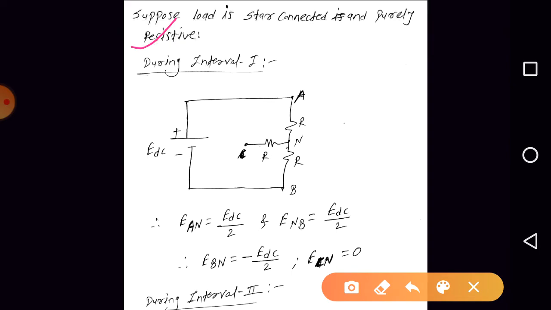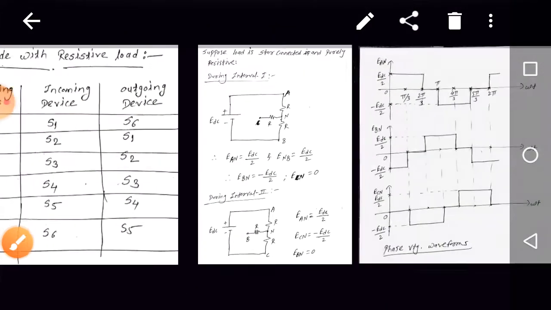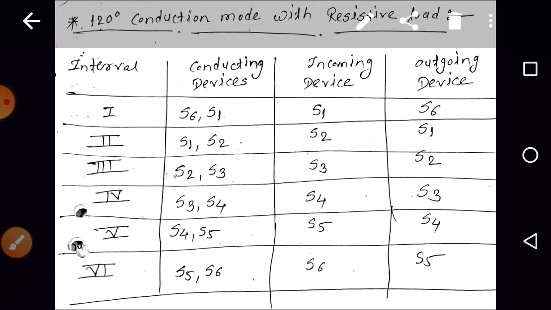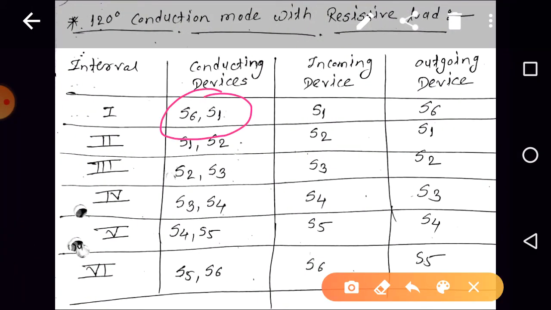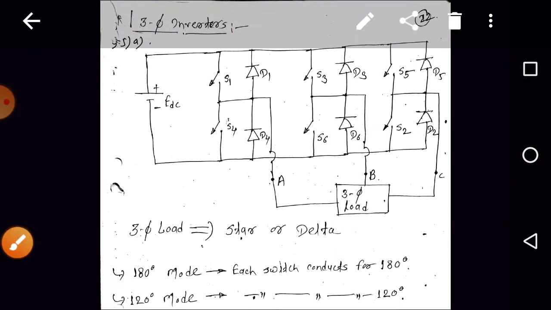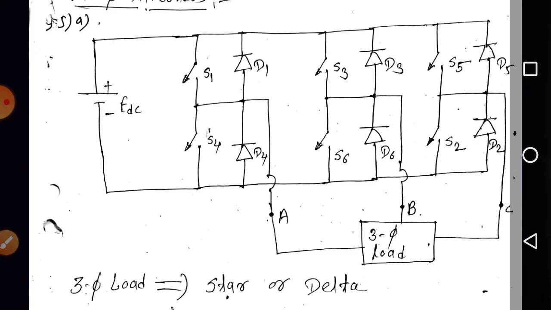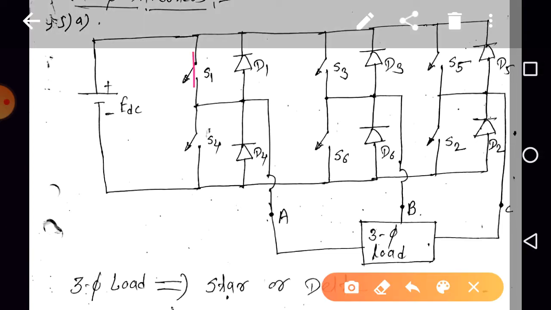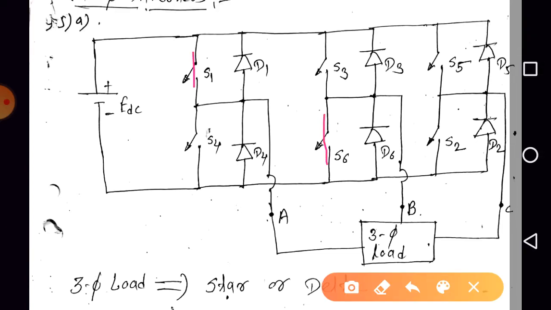Okay, during the first interval, which two switches will be in the on state? S6 and S1. During the first interval, S6 and S1 are in the on state. So when S6 and S1 are in the on state, S1 is on, S6 is also on, right? So only two switches will be in the on state.